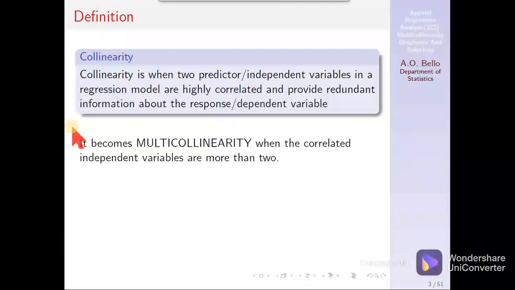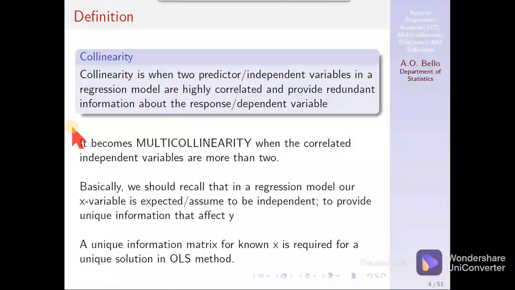It becomes multicollinearity when the correlated independent variables are more than two. So when we have a regression model and two of the independent variables are correlated, we say collinearity. And when we have a regression model but more than two of the independent variables are correlated, we say we are having multicollinearity.